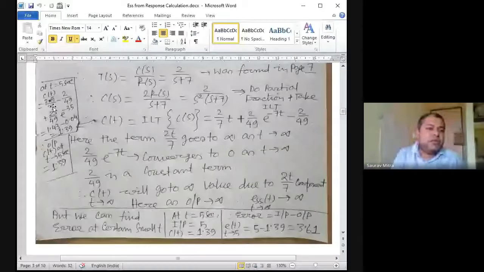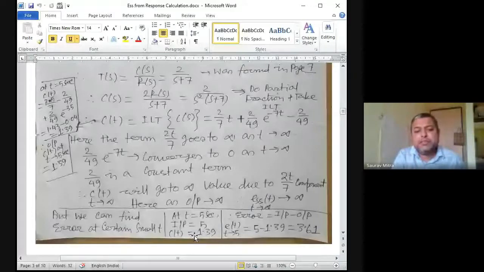So at t equal to 5 seconds, c(t) is equal to 1.39. And the input is equal to 5. So whatever c(t) you find at t equal to 5 is 1.39, and at t equal to 5 seconds the input is 5. Output is 1.39. The difference between them is nothing but 5 minus 1.39, that is 3.61. At 5 seconds we have found it like this. At 10 seconds you will find that this is increasing. At 15 seconds you will find that this is increasing. So this is a graph which is shown on the next page.